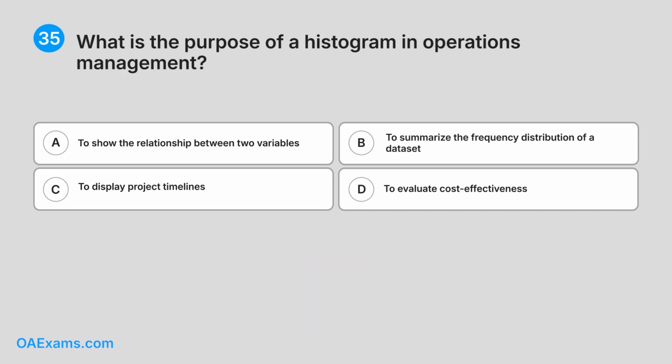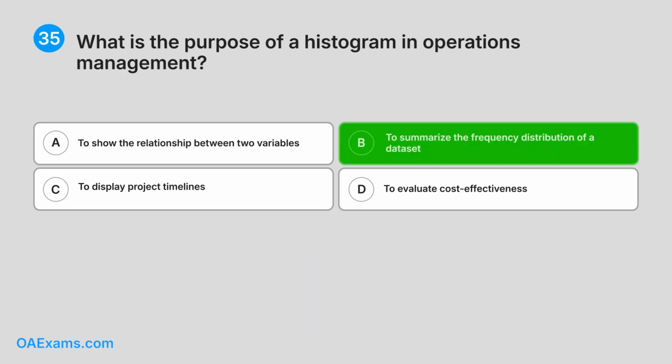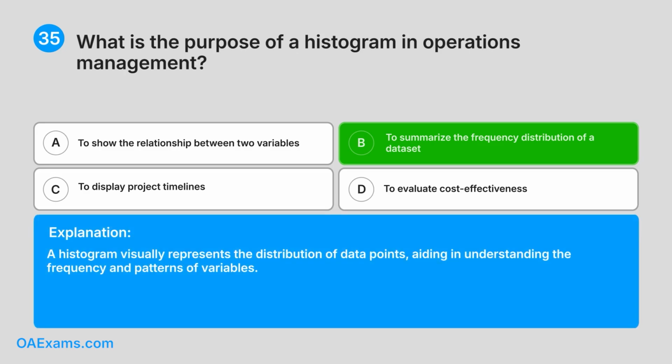Correct answer. B. To summarize the frequency distribution of a dataset. Explanation. A histogram visually represents the distribution of data points, aiding in understanding the frequency and patterns of variables.